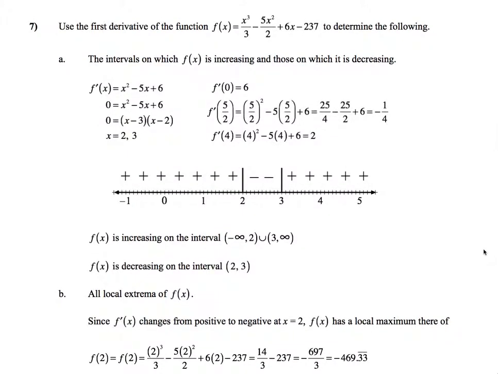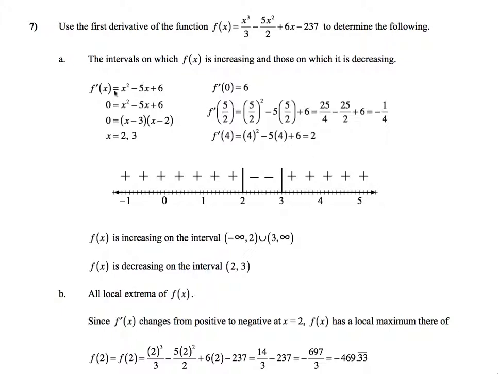Question 7 asks us to use the first derivative of the function to determine the following. Now, there are certain things that we can determine from the second derivative, but this asks us specifically to use the first derivative. So we have a first derivative with a really big negative y-intercept, and that will not affect our answers in part A, but it will in part B and maybe C.